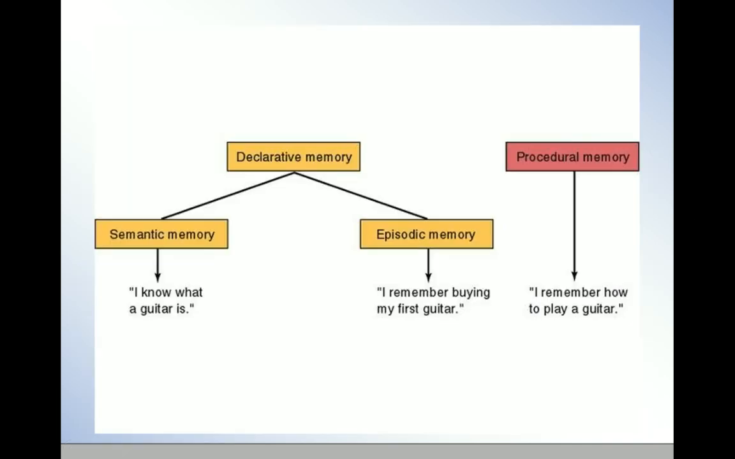So semantic memory, I know what a guitar is. Episodic memory, I remember buying my first guitar. It was an episode of your life. Procedural memory, I remember how to play a guitar. That's a procedural memory.